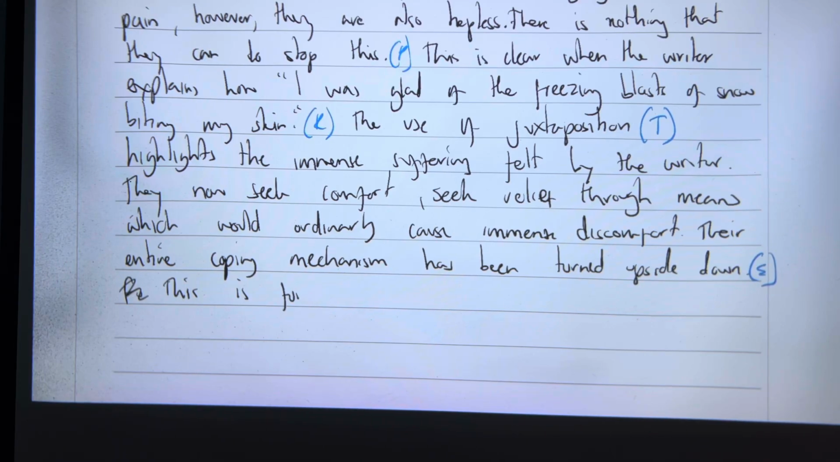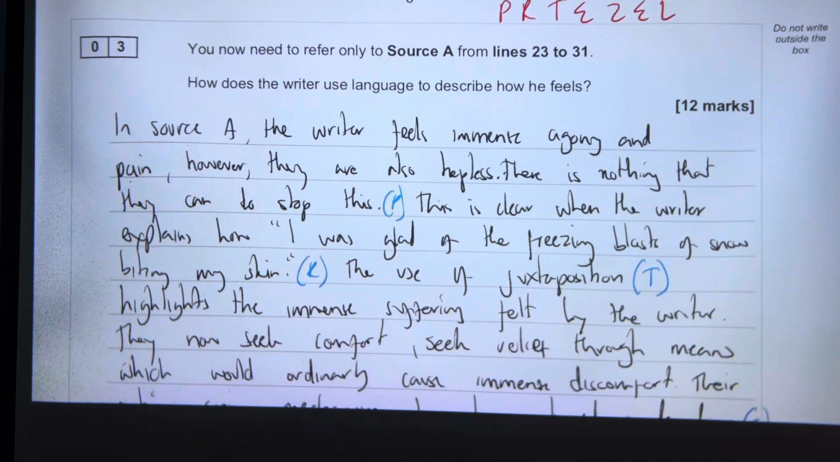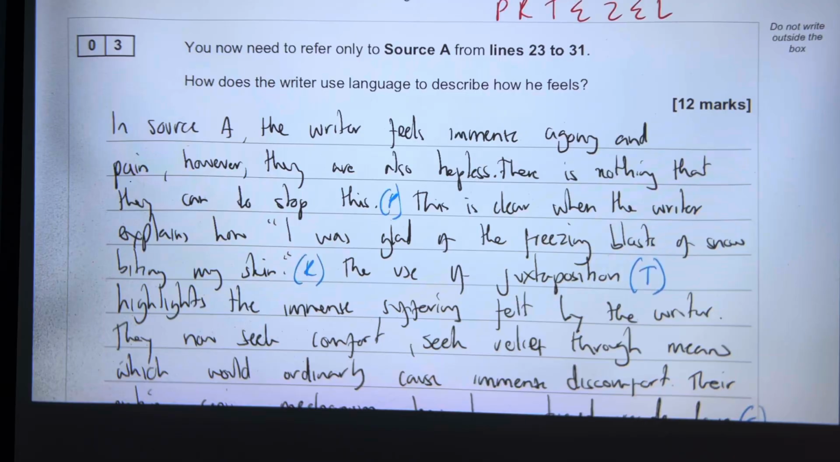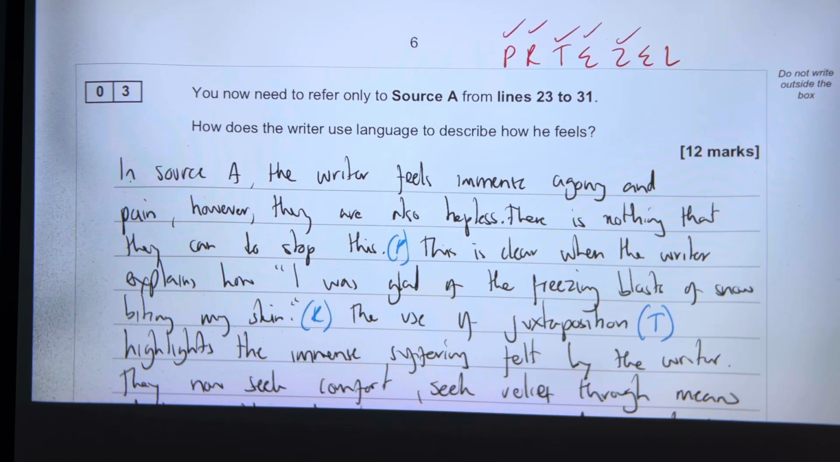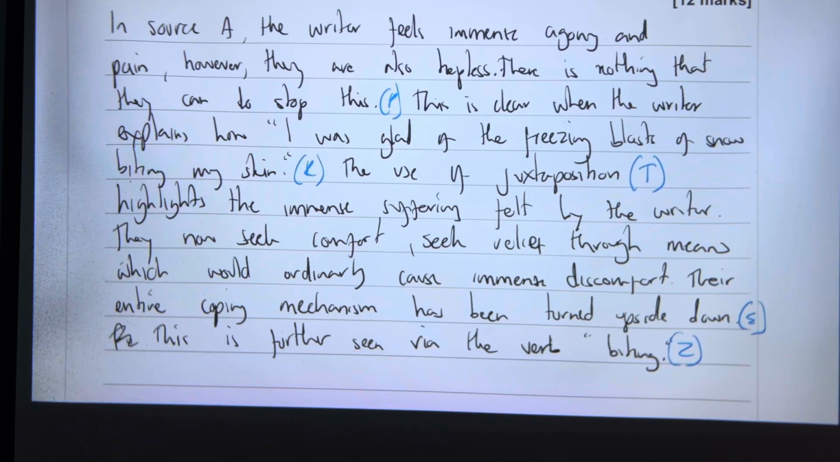This is further seen via the verb biting. That's my zooming in complete, guys. So let's go back to the top. I've now done the P, the R, the T, the E, and the Z. I'm now moving on to my second effect.